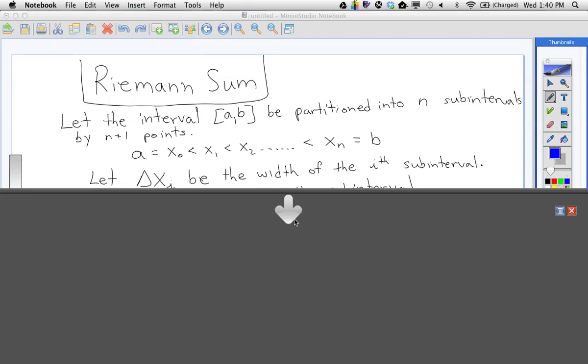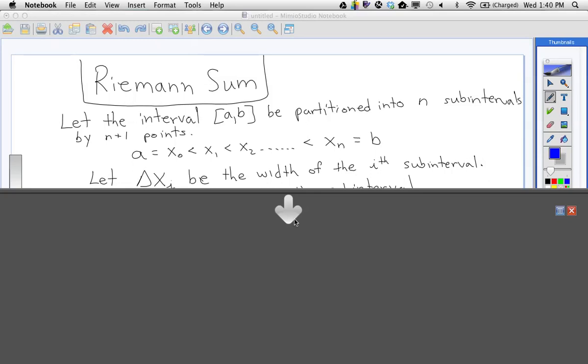If you haven't learned anything new today, you got to say the word "ith," maybe for the first time ever in your life. Let delta x sub i be the width of the ith subinterval. Now here's the thing, I think I said this earlier. 99% of the time, our intervals are going to be equal width intervals. Every rectangle will have the same width. But it wouldn't have to be.